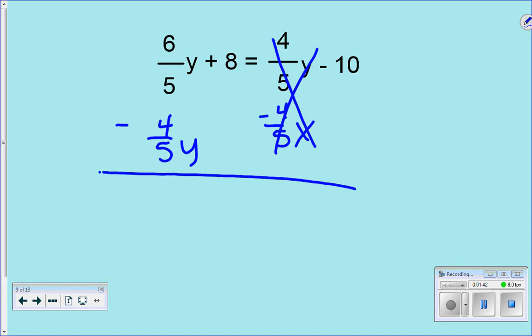Now, some people might wonder why we are not dividing 4/5 y out. It's because remember when we had x's on both sides and we had to get rid of the duplicates? That's what we're doing. We're subtracting out, not dividing out. So then on this side, I have 2/5 y plus 8 equals negative 10.